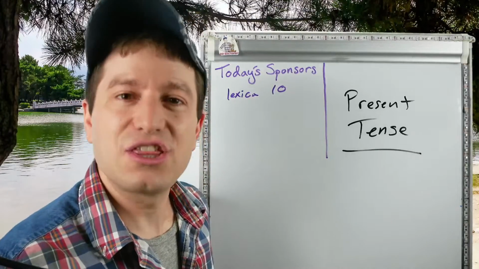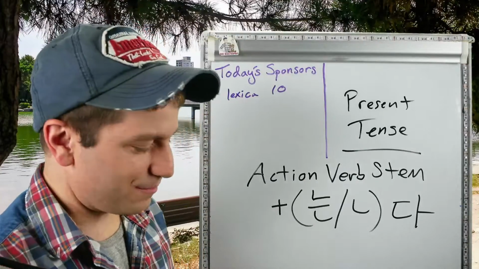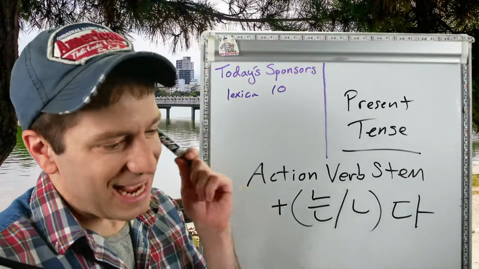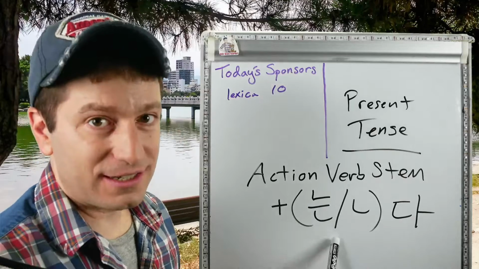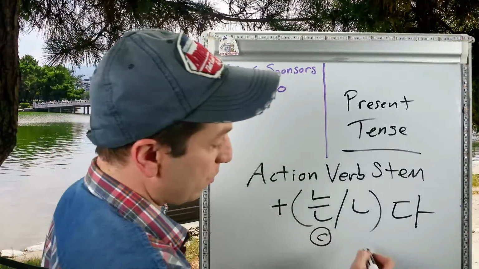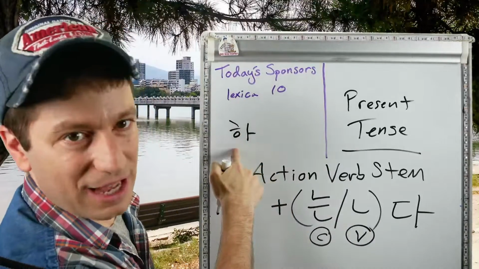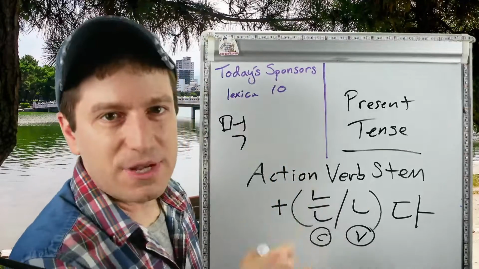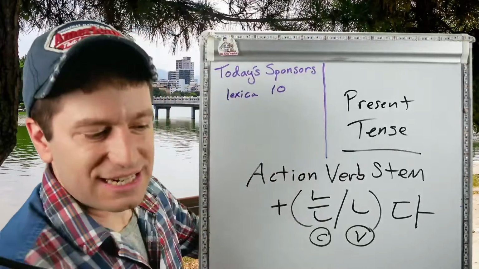to say, to think. So, the present tense. To make the present tense plain form, it depends on whether you're using an action verb or a descriptive verb. For an action verb, you take the verb stem and you attach 는 if it ends in a consonant, or you just attach ㄴ if it ends in a vowel, followed by 다. 하다, to do. We get the stem 하, it ends in a vowel. 한다. 먹다, to eat. The stem is 먹, ends in a consonant. 먹는다, we're done.